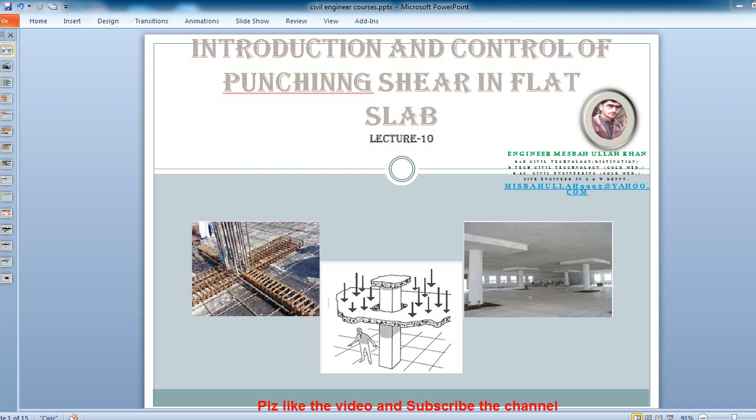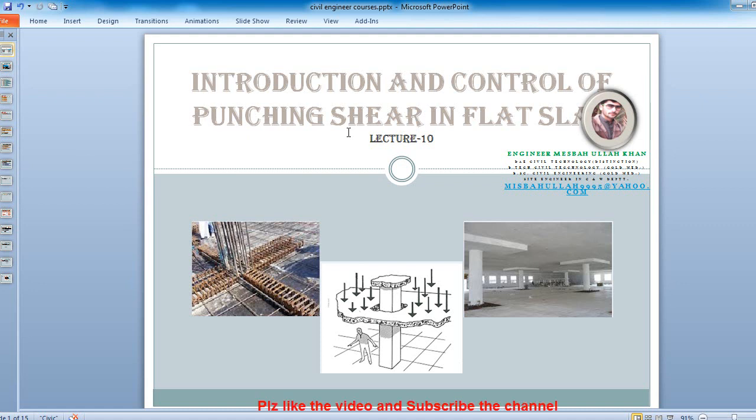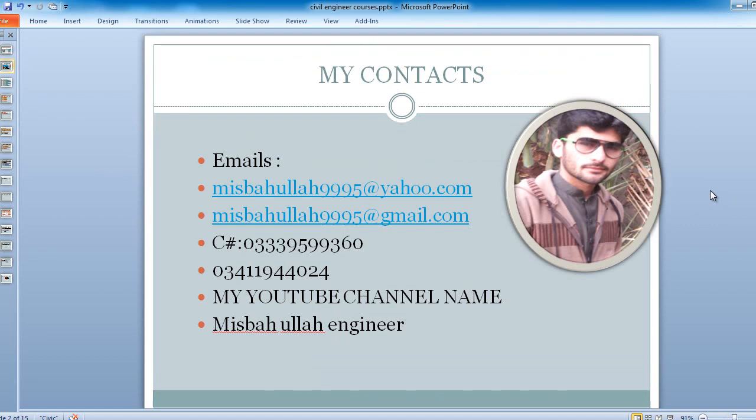Students, in this lecture, inshallah, we will discuss the last session of our flat slab design, and this is just an introduction and control techniques, different techniques for controlling methods of punching shear in flat slabs. This is very important because in lecture number 11, inshallah, in the coming lecture, I will do an example on it. That's why I'm just trying to explain a little bit of the theoretical portion of the punching shear and its various techniques.